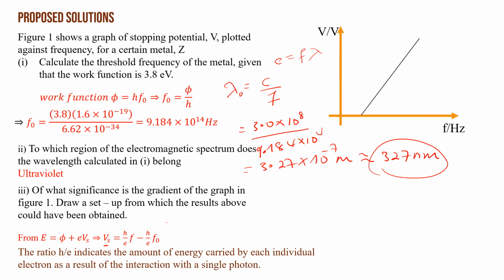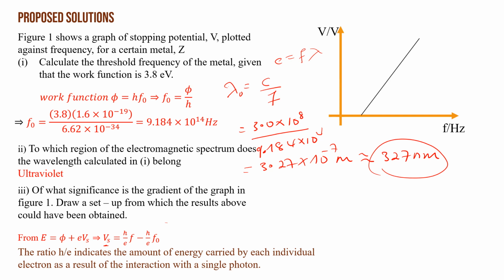But what does h/e mean? The ratio h/e indicates the amount of energy carried by each individual electron as a result of the interaction with a single photon. So that's the meaning. h/e is not just the Planck's constant, but it is the Planck's constant divided by the electronic charge.